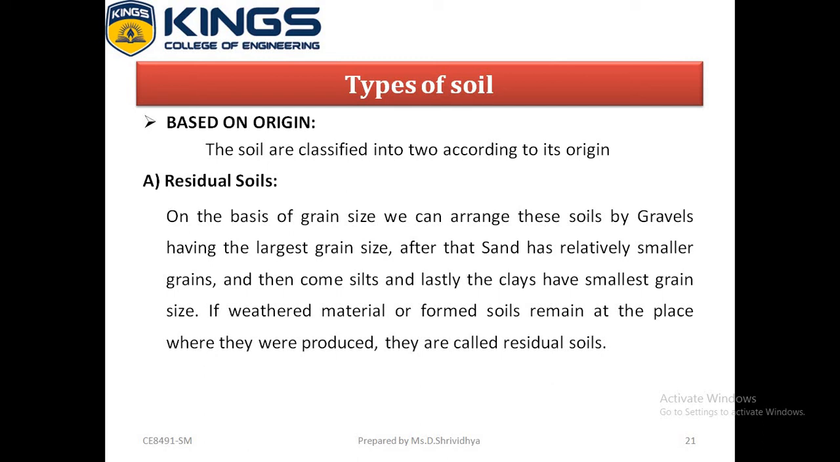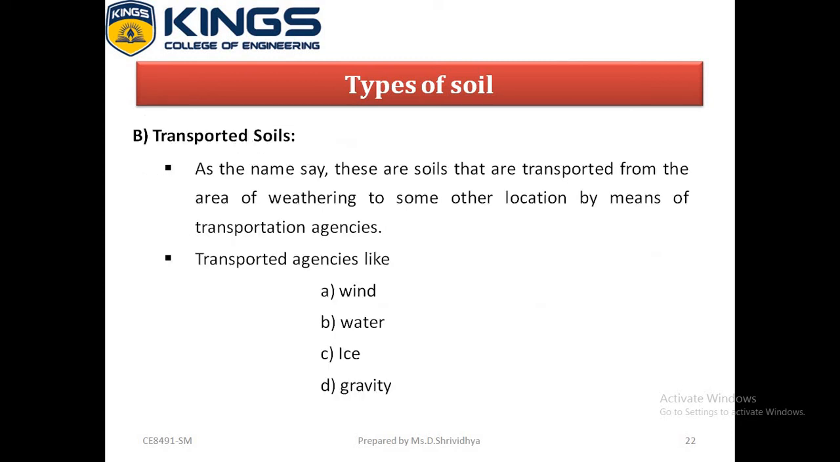First one, residual soil. On the basis of grain size, we can arrange the soils with gravels having the largest grain size. After that, the sand has relatively smaller grains and then come silts. And lastly, the clays have the smallest grain size. If weathered material or formed soils remain at the place where they were produced, they are called residual soils.